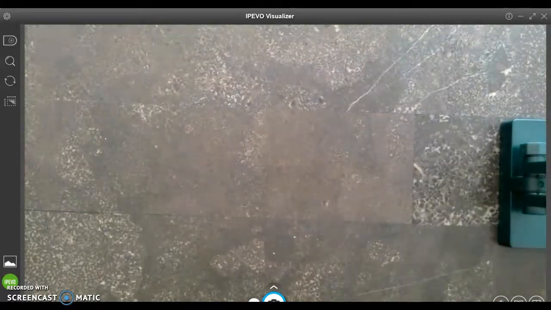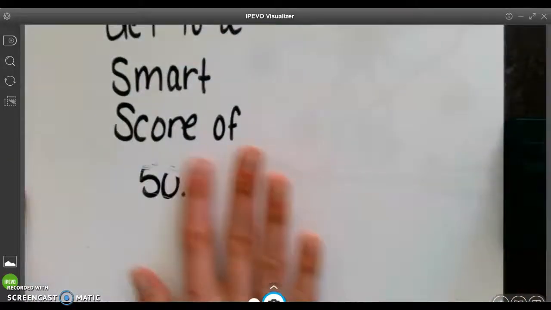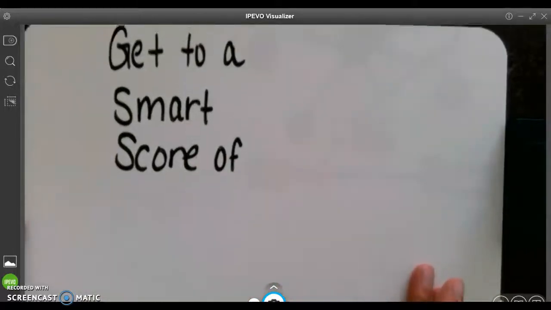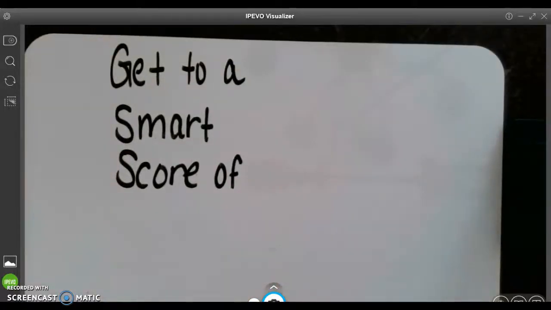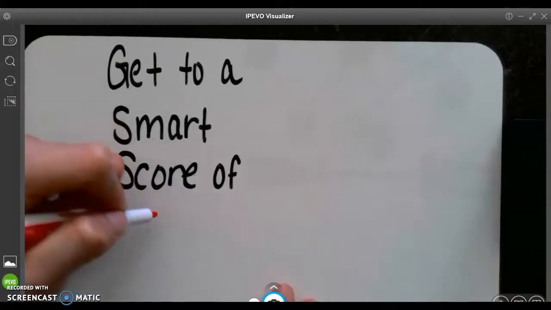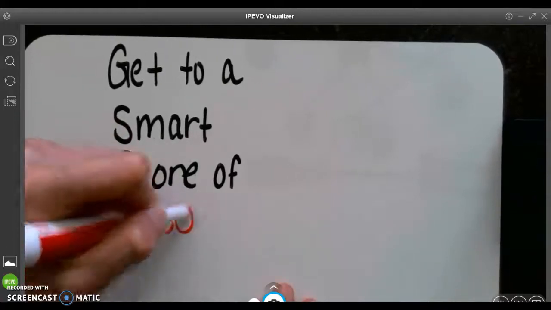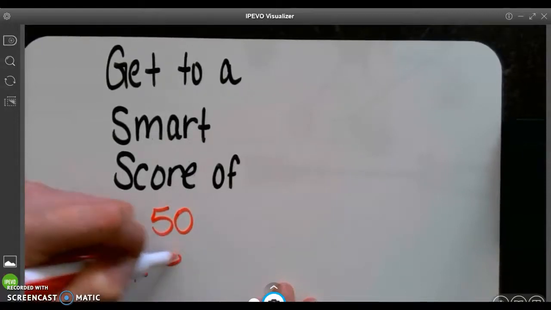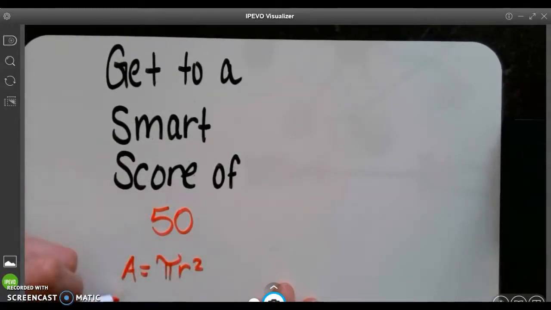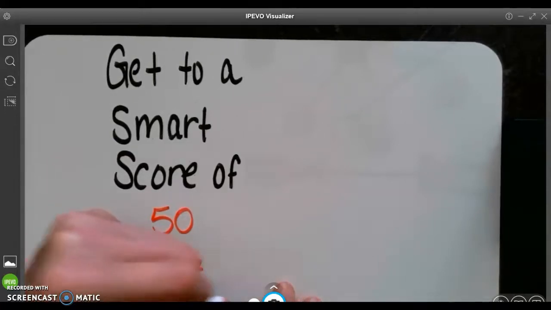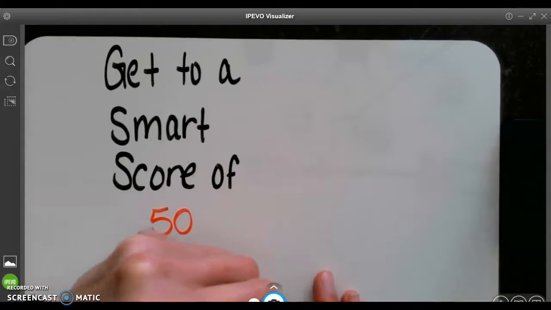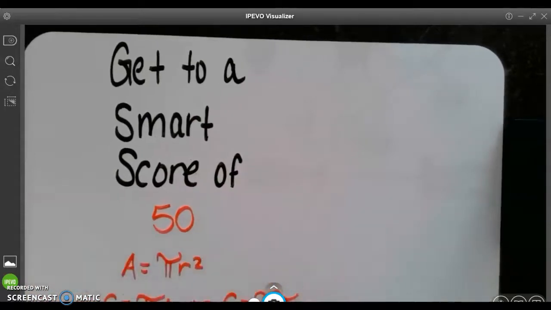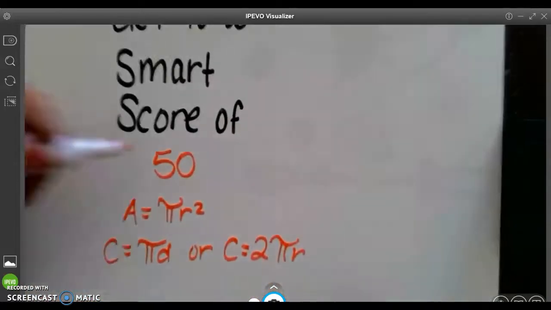Because those couple of problems start to get hard towards the middle as you're working through those, I want you to get through to a SMART score of 50. And remember, you could be using these formulas: area equals pi r squared, and for circumference, circumference equals pi times diameter, or 2 times pi times radius. So, SMART score of 50.